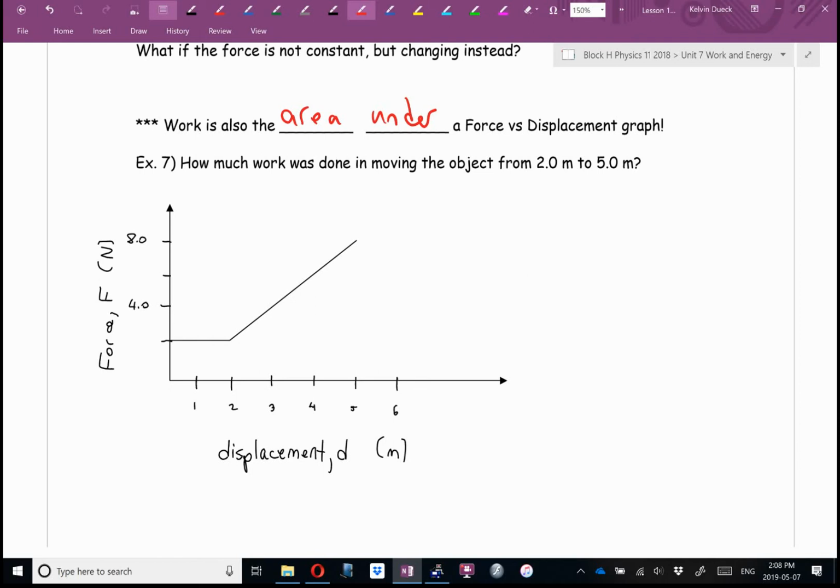So this question here says, how much work was done in moving this object from 2 meters to 5 meters? First thing I'd like you to do, please, is do a little dotted line at 2 meters, a little dotted line at 5 meters, and then put your pencil down for a second once you've done those dotted lines. I'm going to recommend you don't color this in. The area we're talking about, though, is this one here. That area will be the work done in moving this mystery object from 2 meters to 5 meters.